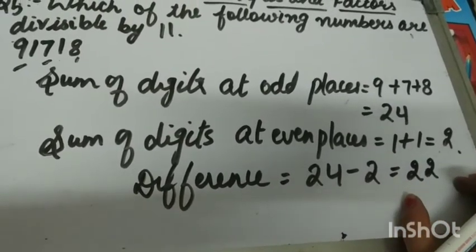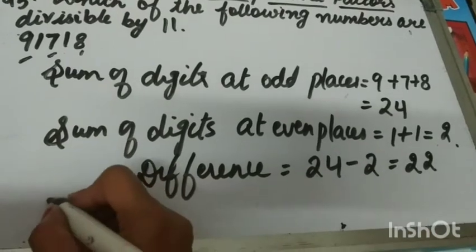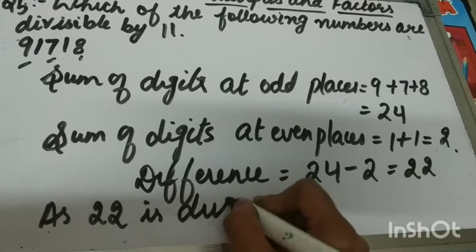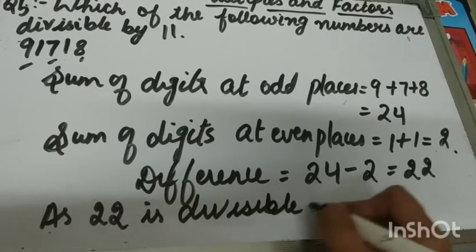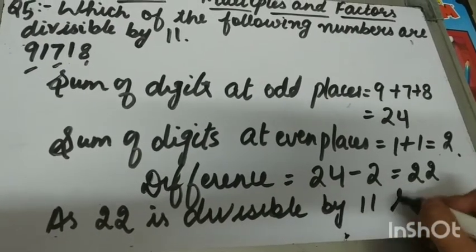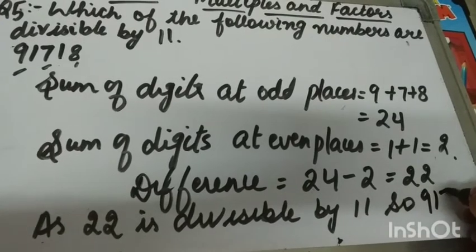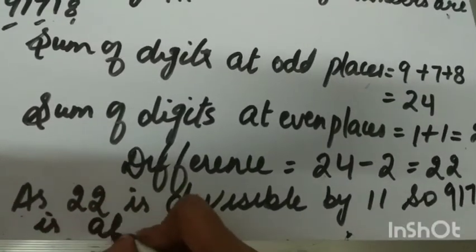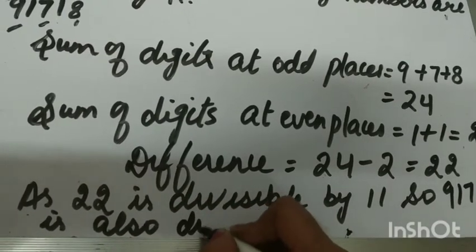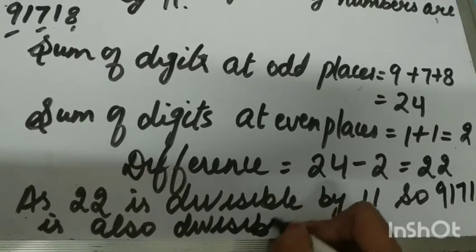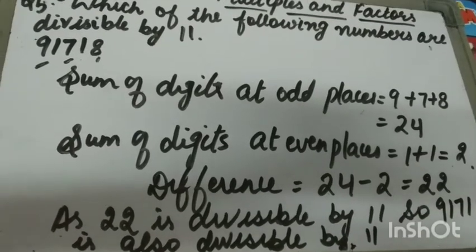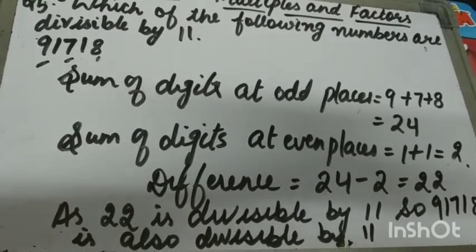Is 22 divisible by 11? Yes, 22 is divisible by 11. So 91,780 is also divisible by 11. Okay, so this is our question number 5.